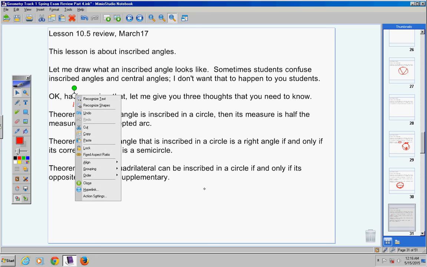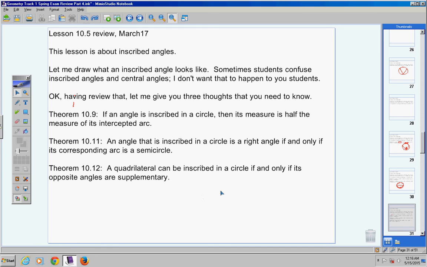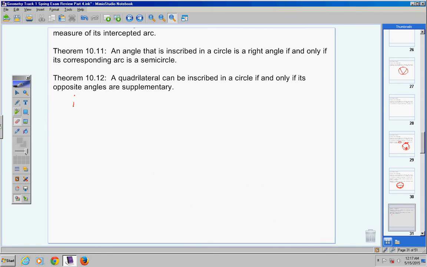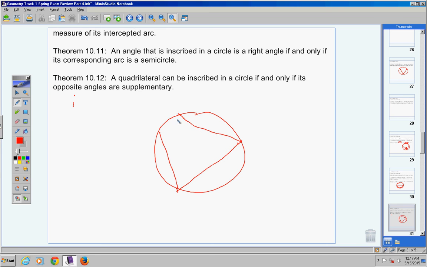Okay, moving on to the next theorem. A quadrilateral can only be inscribed in a circle if its opposite angles are supplementary. So here's my circle. If you want to draw that in your notes, a beautiful, very good-looking circle. Just kidding. Now, if I have a quadrilateral that is inscribed in a circle, that means its vertices lie on the circle. Opposite angles have to be supplementary.